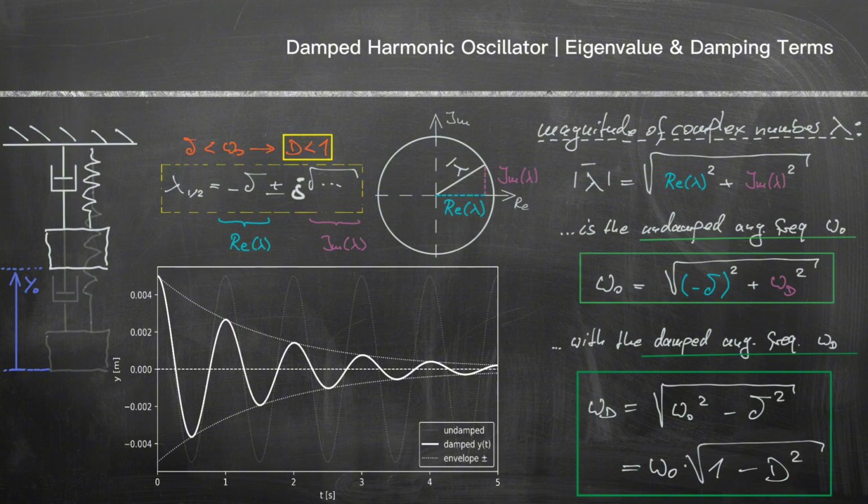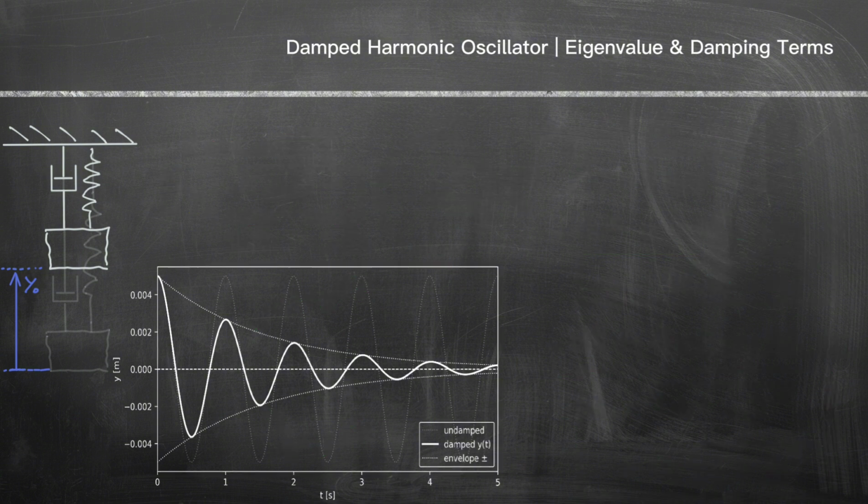This makes sense. In the undamped case, the modal damping is 0, and then omega d turns to omega 0. In the critically damped or overdamped case, where the modal damping is equal to or greater than 1, no oscillation occurs, and therefore omega d is equal to 0. In the plotted diagram, we see schematically a lightly damped oscillation, as well as its envelope, given by the term e to the power of minus delta t.